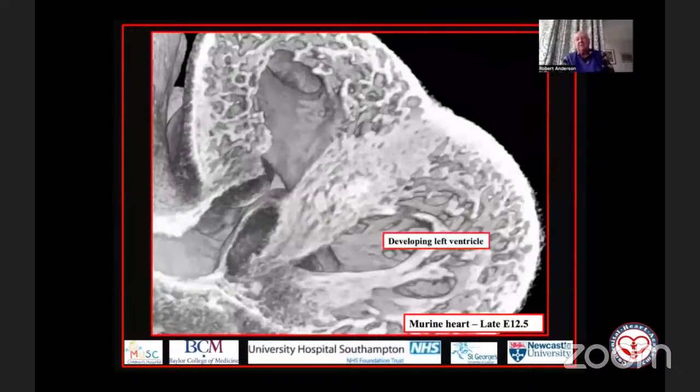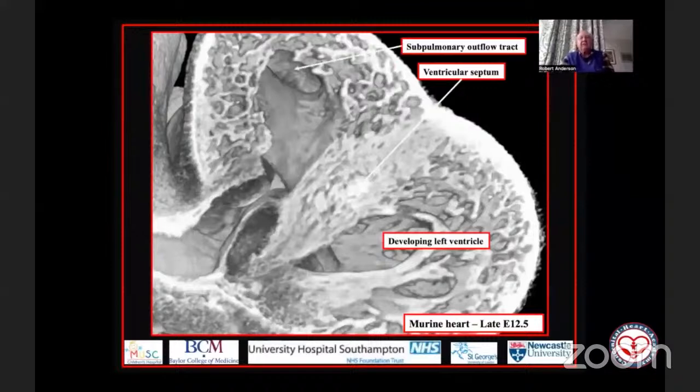So now to the bottom, you see the cavity of the developing left ventricle. And between the ventricular chambers, you see the ventricular septum. So you're now looking up into the roof of the right ventricle. And there you see the subpulmonary outflow tract. And here is the myocardial mass that has been formed by muscularization of the fused proximal cushions. And we'll come back to this process of muscularization of the cushions later in the presentation.